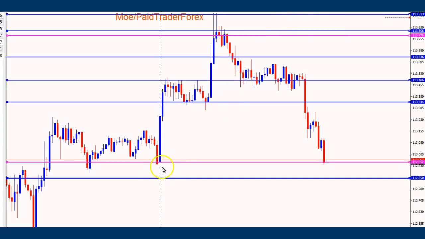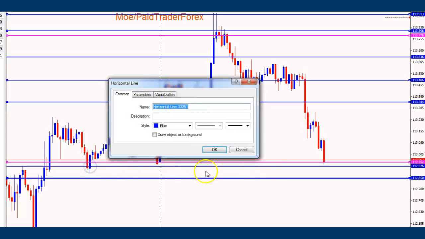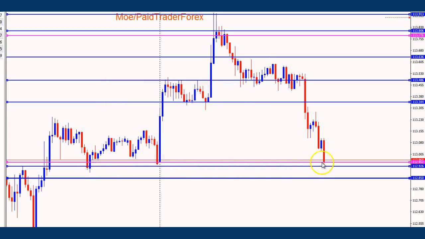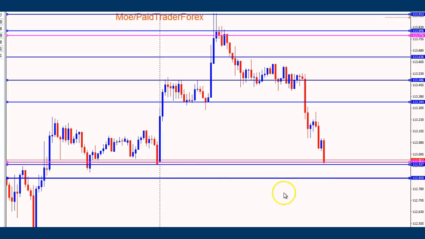So now price at the moment is coming up to a support, because support is below and resistance is above. The reason why this is support is because 1 point, 2 points. Now we're going to see how price is going to react around here, around this support area.